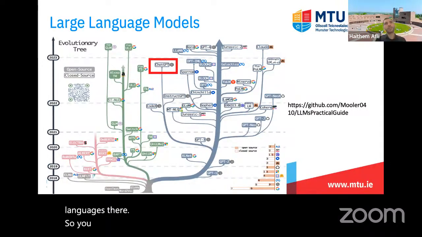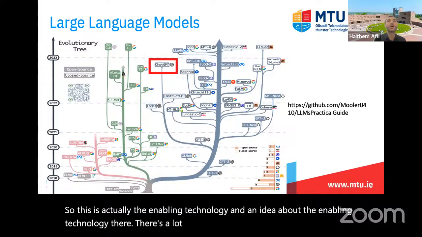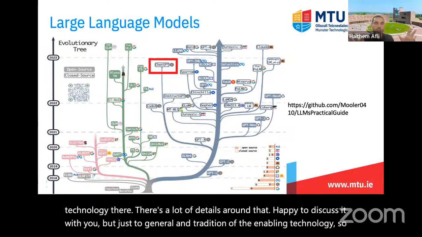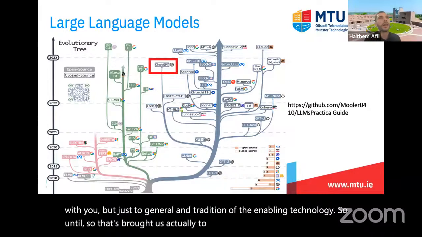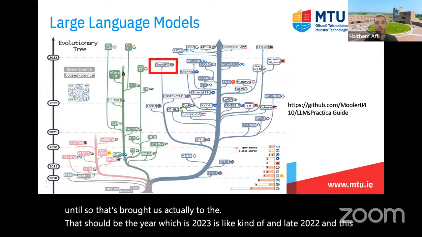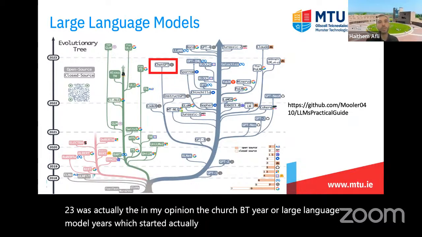So this is the enabling technology, and an idea about the enabling technology. There are a lot of details around that. I'm happy to discuss it with you, but this is just a general introduction of the enabling technology. So that brought us to the ChatGPT year, which is 2023, and late 2022. In my opinion, 2023 was the ChatGPT year, or the large language model year, when they started to be more widely used in different domains.